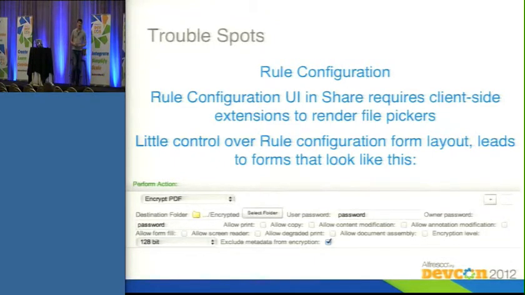It also gives us, unfortunately, very little control over the rule configuration form layout. So if you look at this one, this is kind of complicated, right? This is the encrypt PDF action, which takes a lot of different parameters. So we're going to do things like set a user password and owner password, set all these different permissions. The form is functional, but it's not very clear exactly what's going on here. So one of the things I'd love to see happen in Alfresco going forward would be the ability to actually define a form in Share configuration and use an action evaluator to use the form service to render this form instead of actually having to do it through client-side extensions.